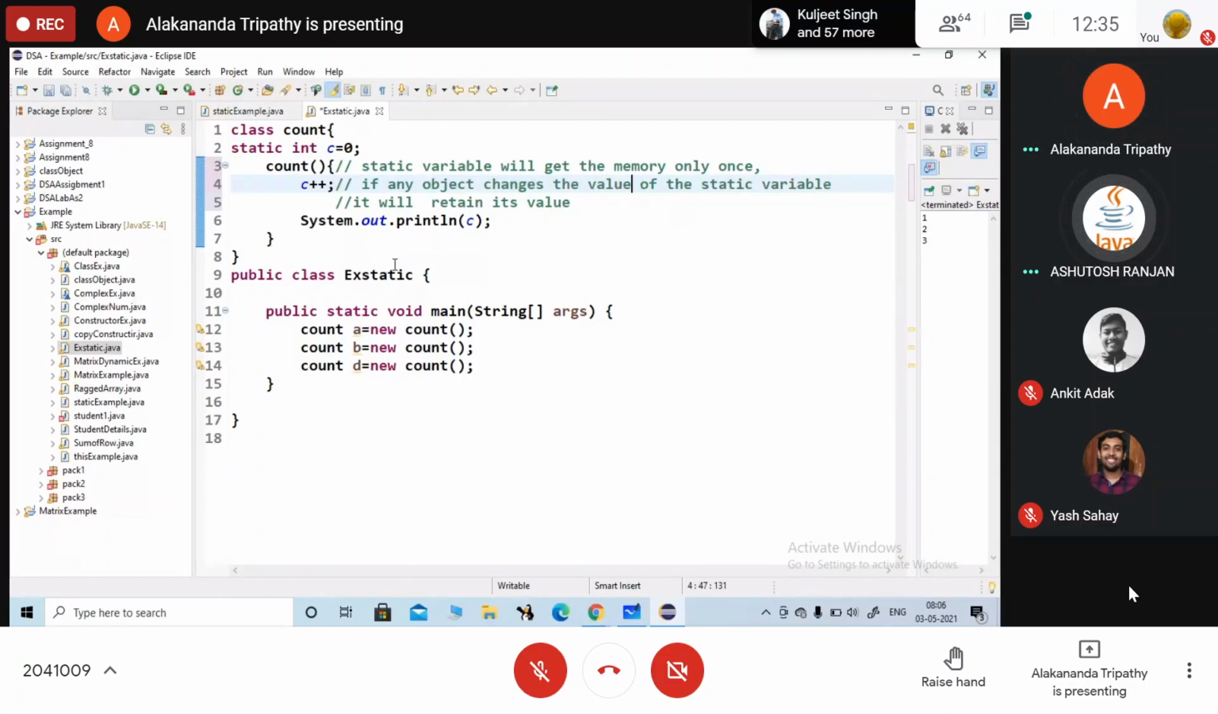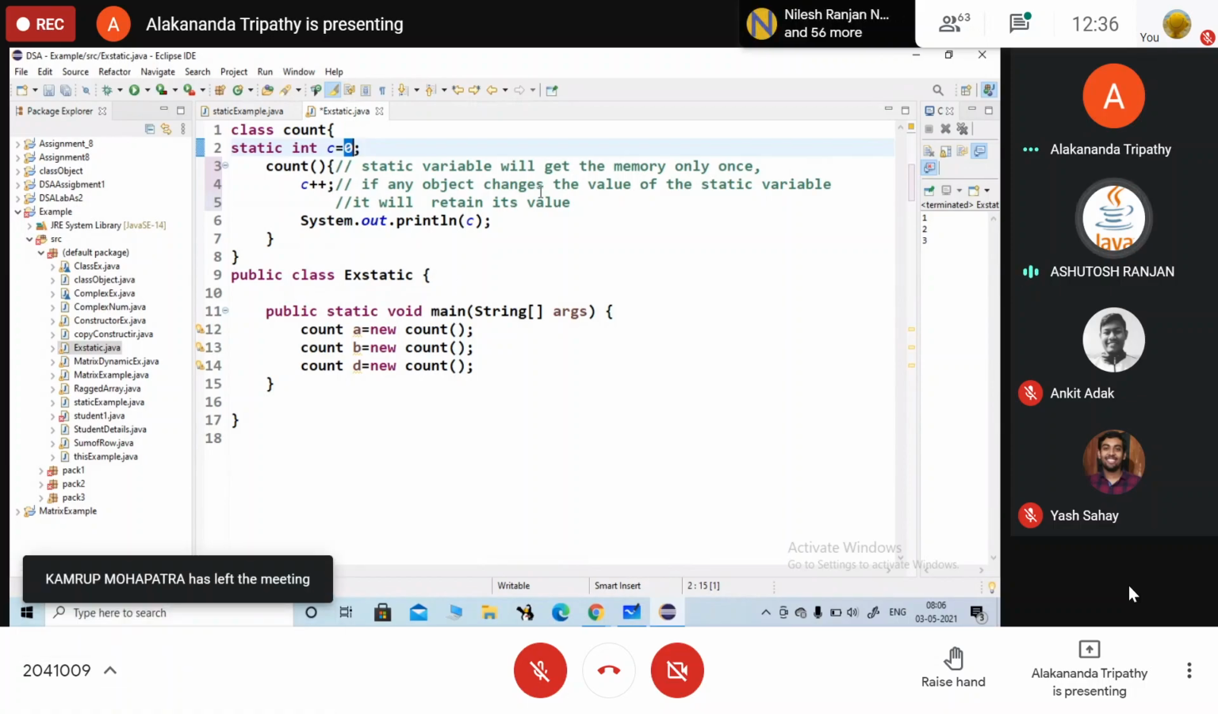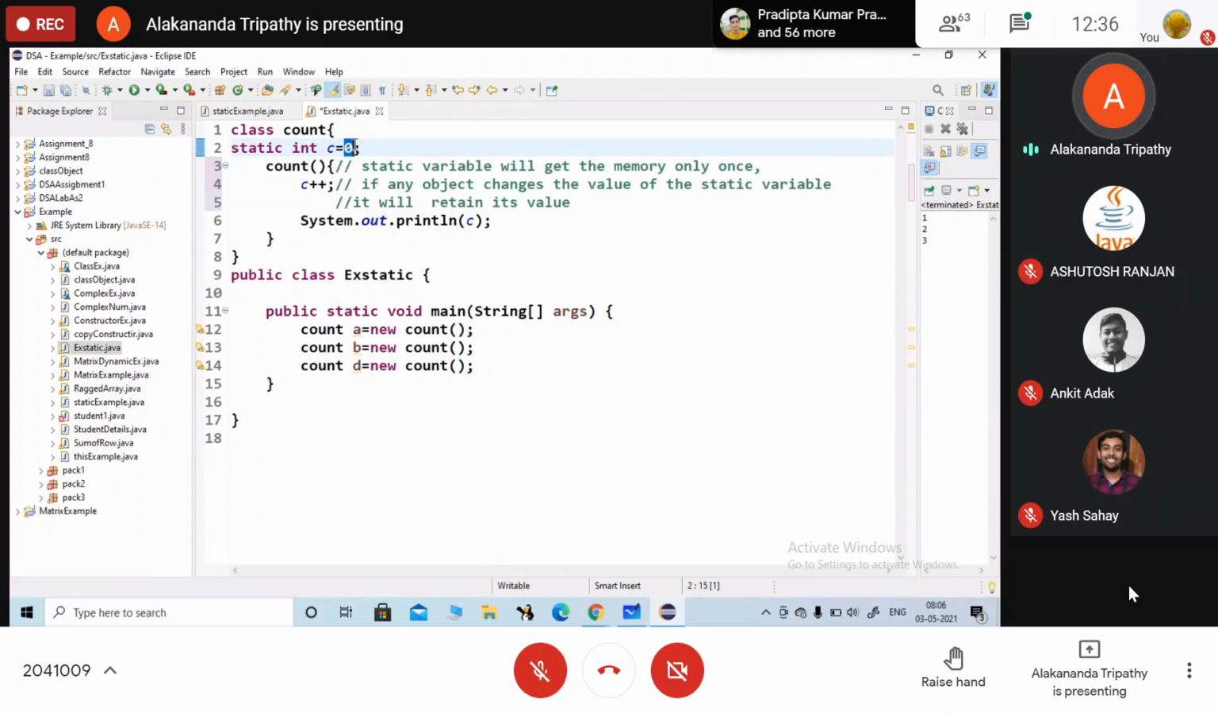Ma'am, at the last it is written it will retain its value. हाँ, it will change its value. And if any object changes the value of the static variable, it will retain its value. अगर static variable का value change होता है, यहाँ पर क्या हो रहा है? Change हो रहा है? Yes, ma'am. Okay, so वो जो value है, पहला का जो value है, वो वही रहेगा. Value में कुछ changes नहीं होगा.